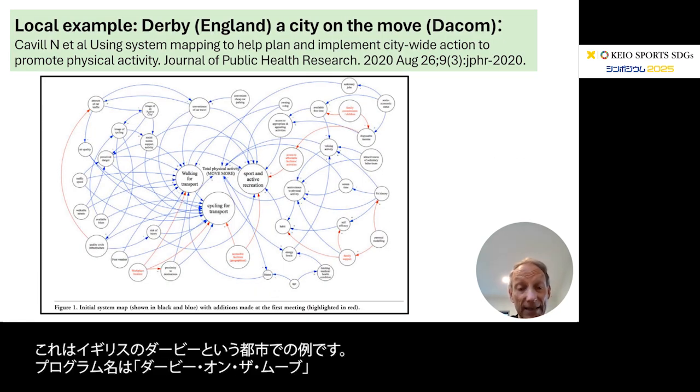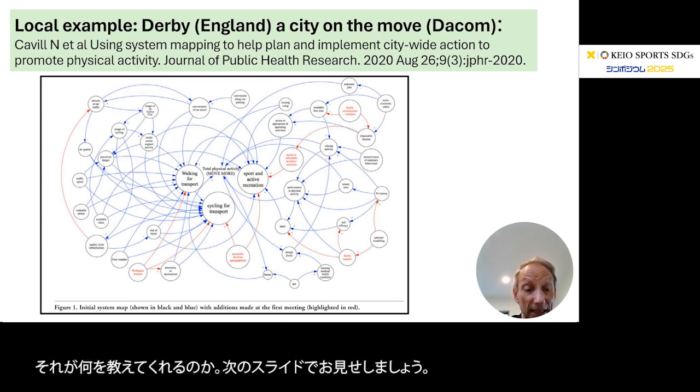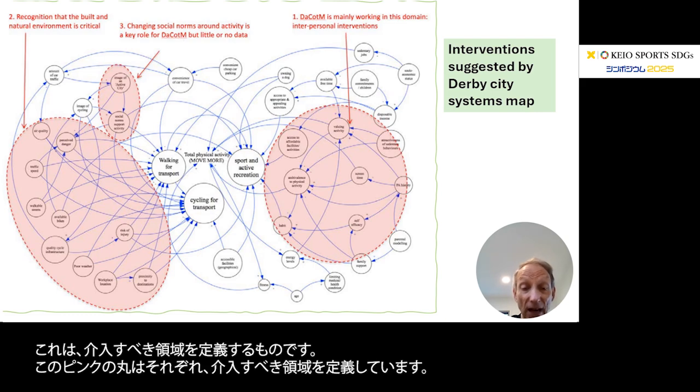This is one in a city, Derby in England. The program was called Derby on the Move. And you can read about this in the publication, but it is another way of mapping at the municipality level and developing a map. And what that tells you, I'll show you in the next slide. It defines areas for intervention. Each of these pink circles defines areas.